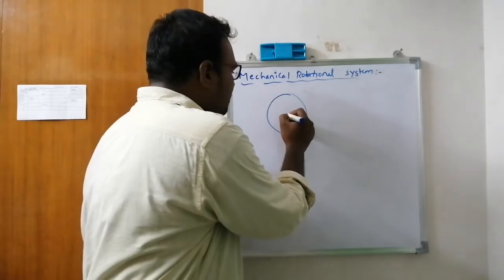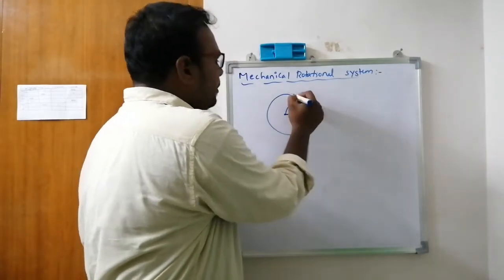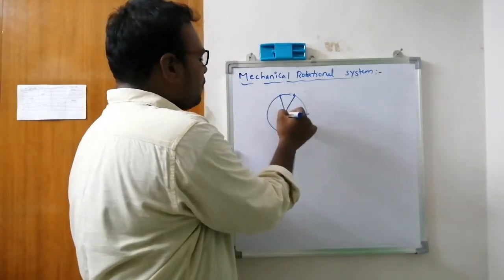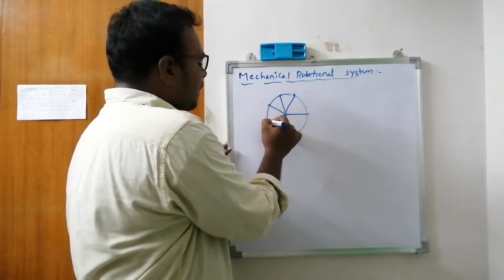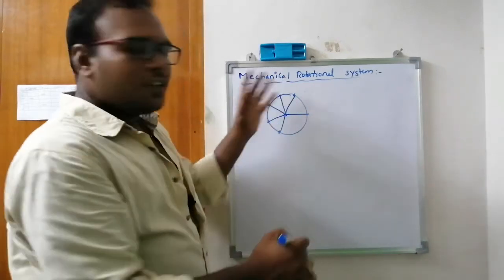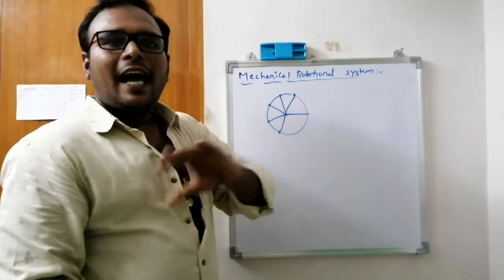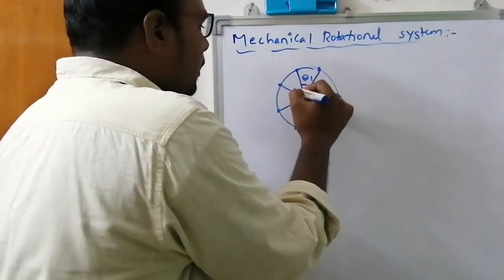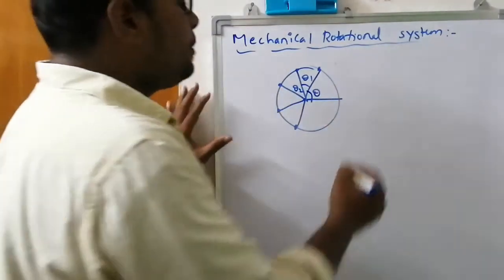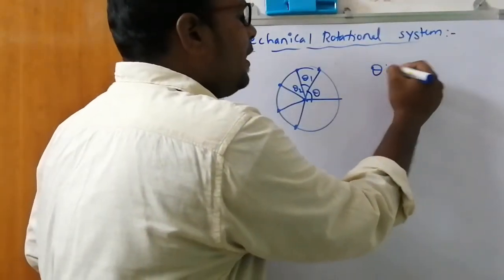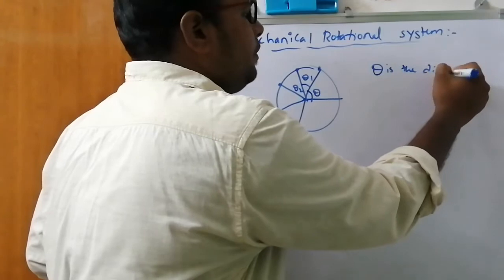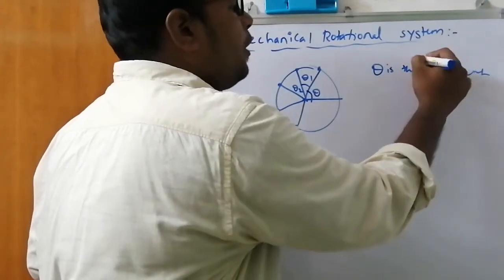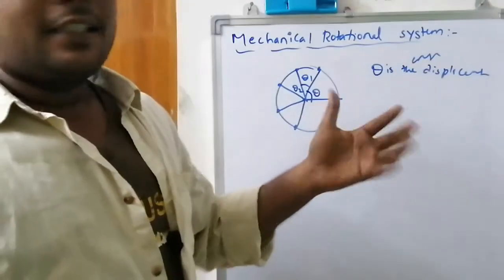So here, at one time the position is here, at another time the position is here, and at another time like this. Those positions change in angle. So here we have theta, theta 1, theta 2 like this. So the displacement here is theta. We take the angular displacement, so theta is the displacement.